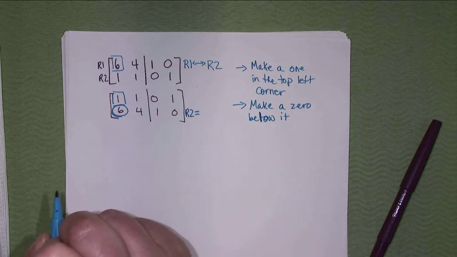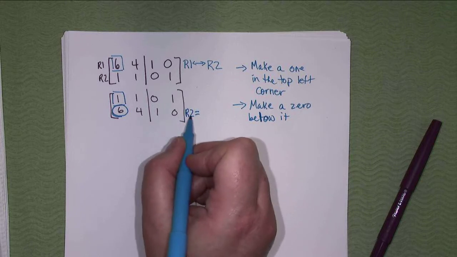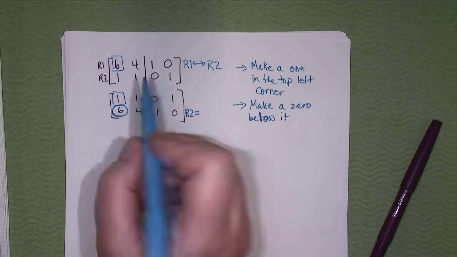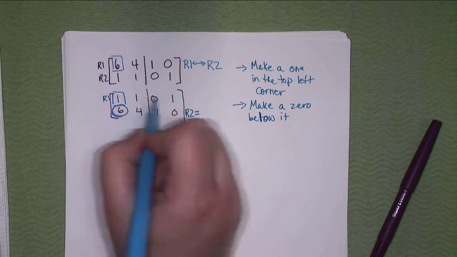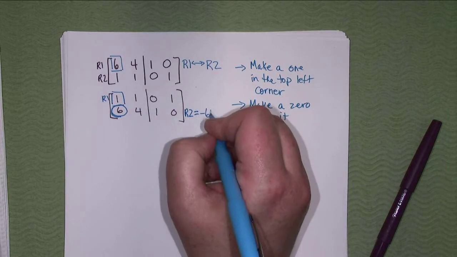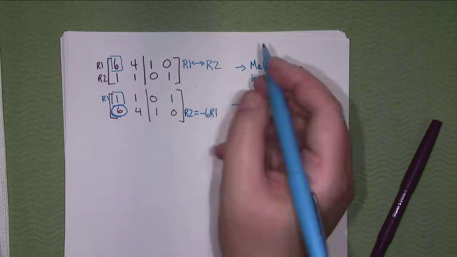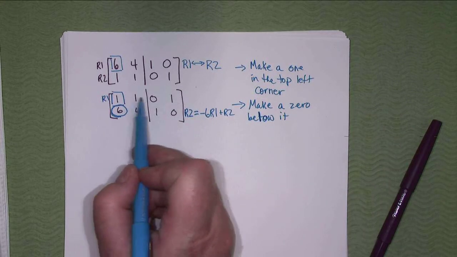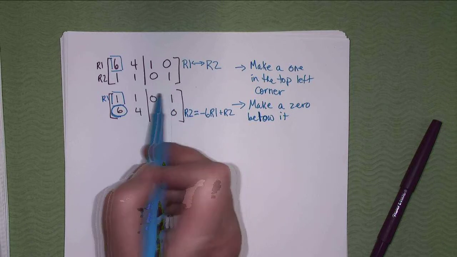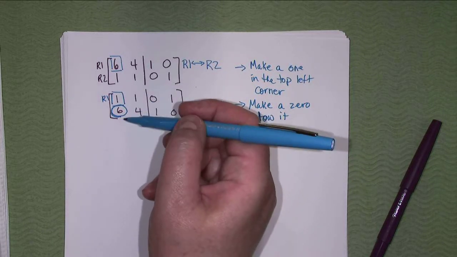We're changing row 2. How are we changing it? We're multiplying row 1 by negative 6. Negative 6 times row 1. And then we add it together, plus row 2. So negative 6 times row 1, because you can do that. You can multiply a whole row by a number, and then you can add rows together. So we're going to replace it with that. So let's just do that off to the side.